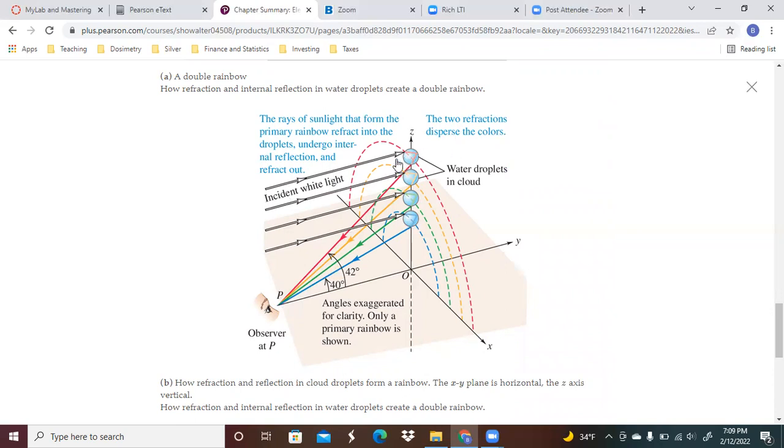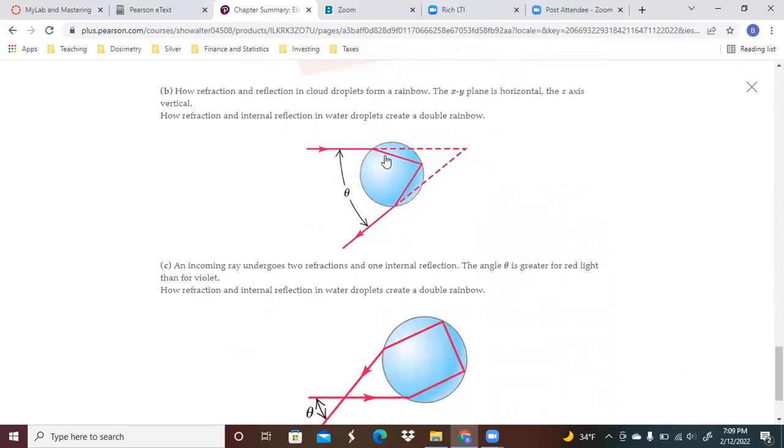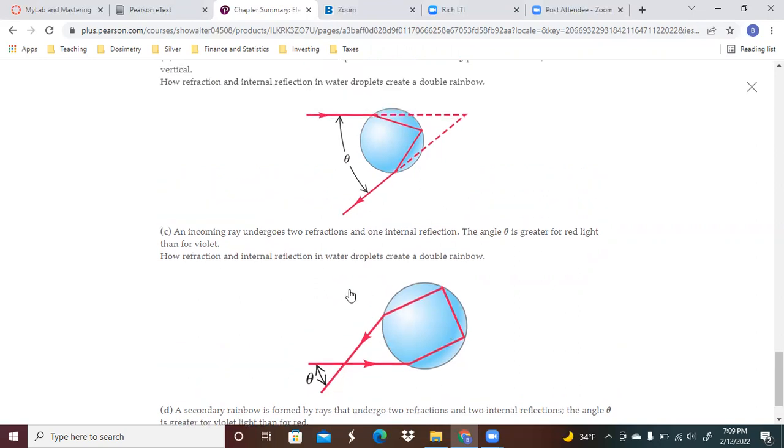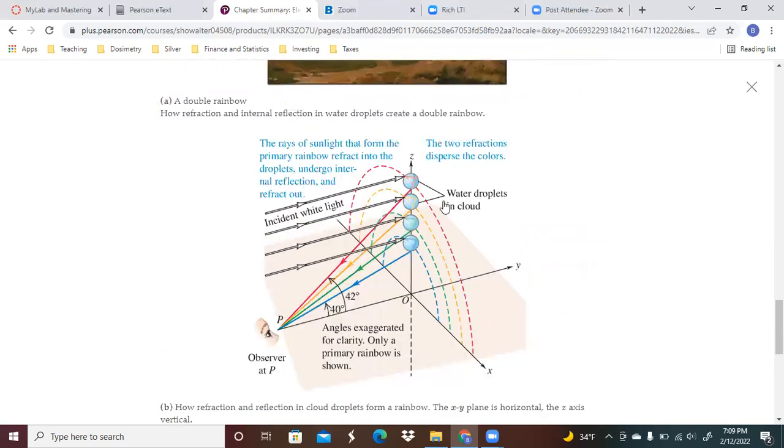So the two refractions are going to disperse the colors. You've got ones that bounce here and then bounce out and come back to the eye. And that's what you're seeing here. You've got some that are going to go straight through, and then you've got some that bounce around and then come back at you. So that secondary rainbow is formed by rays that undergo two refractions and two internal reflections. And the angle is, of course, going to be greater for violet than it is for red. And that change is part of the reason why you're seeing the change in the order of the colors.